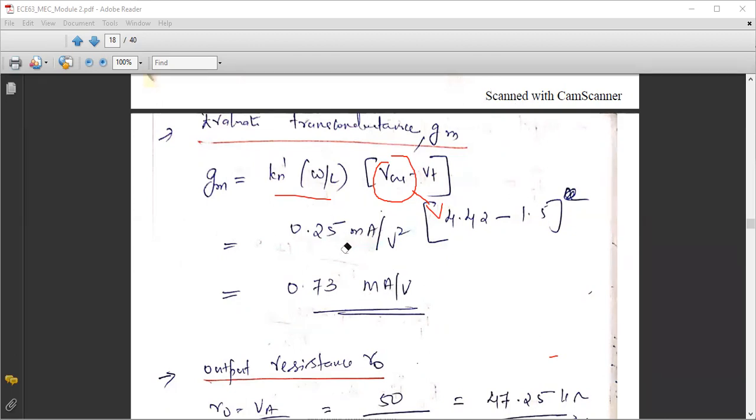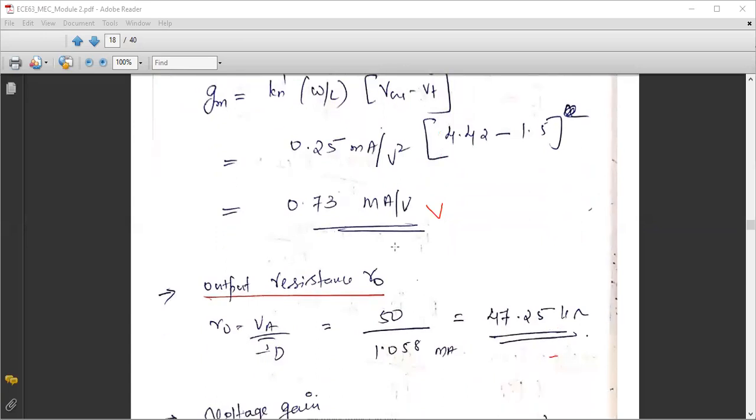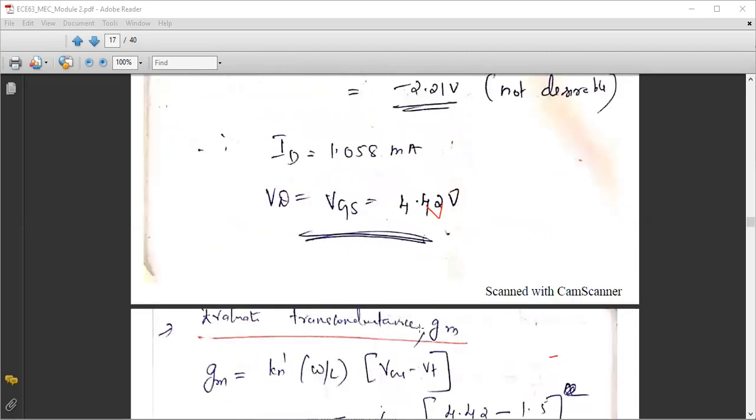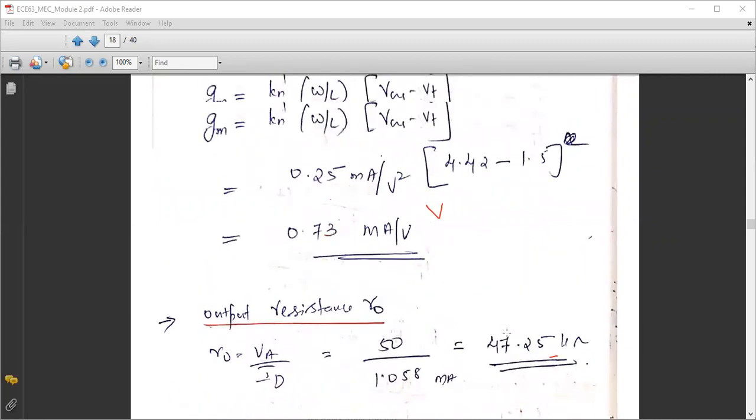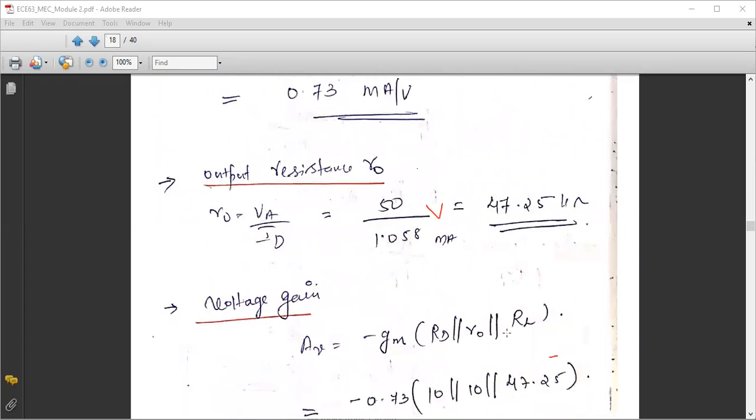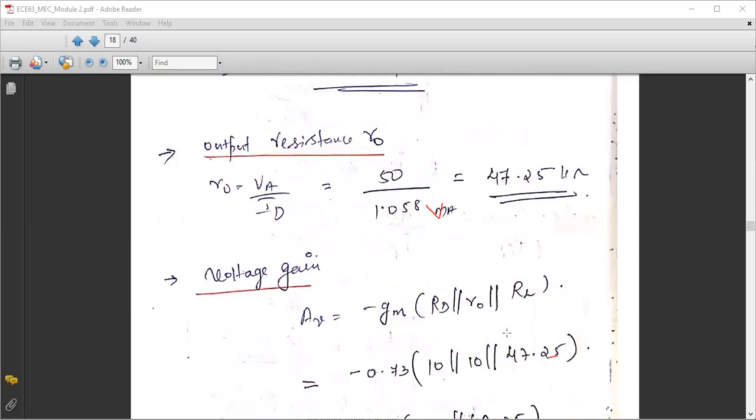Then we have to find R0, because that is also a part of our gain. As per our theory, R0 is nothing but the ratio of early voltage to drain current. The early voltage is 50 volt, and the drain current we have just fixed. Since the current is in milliampere, the answer will be 47.25 kilo ohm. So as of now, we have finalized R0 and GM.